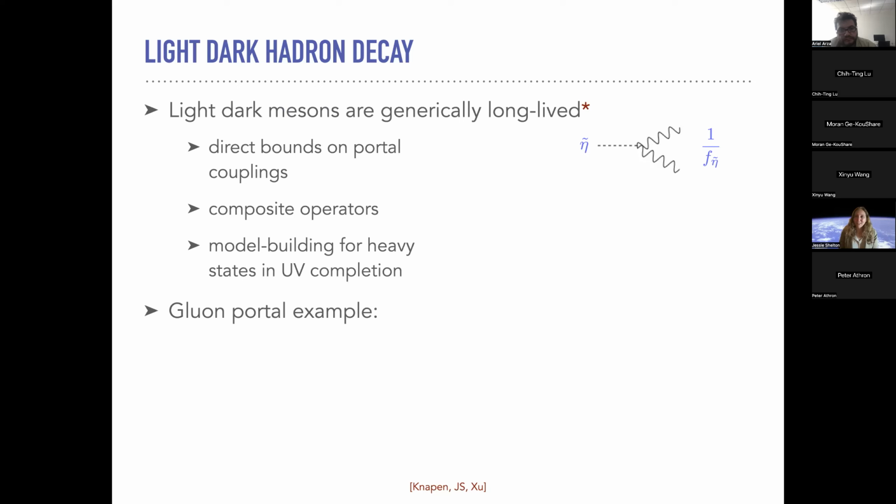So it is actually hard, when you start looking at things below sort of 10 GeV or so, to get your light mesons to decay inside your detector. This is for a combination of reasons. Sometimes there are direct bounds on portal couplings that are important. Generally, it is a combination of the fact that the mesons are composite states, and so there's a large separation of scales as they get lighter that is raised to a high power, combined with model building for heavy states in whatever UV completion introduces these effective operators. So you have a high power and you have constraints on the denominator, and things get big.